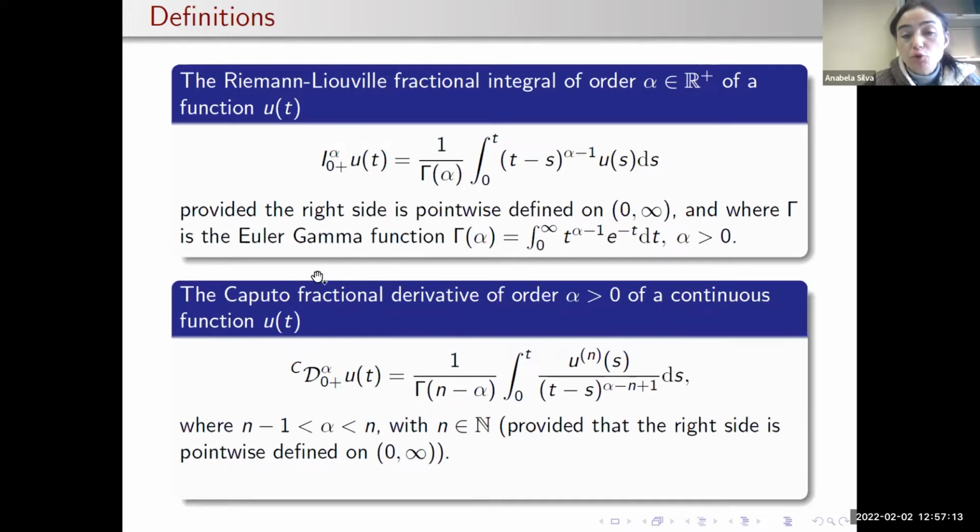And we use the Caputo fractional derivative of order alpha greater than 0, which is defined by this integral. Gamma is again the gamma function. n is the integer immediately greater than alpha, so alpha is between n-1 and n. And here we have the usual derivative of order n, over t minus s elevated to alpha minus n plus 1. With these derivatives, of course, when alpha is equal to n, we have the usual derivative.